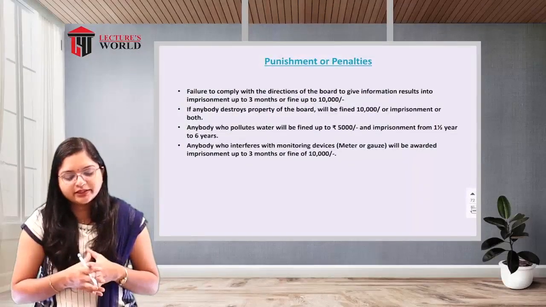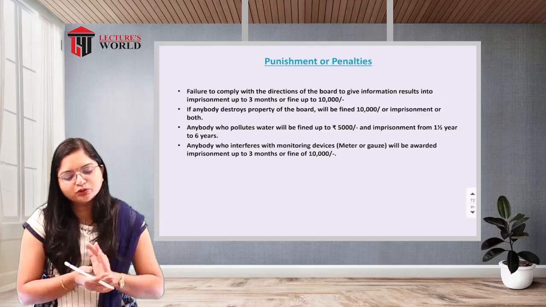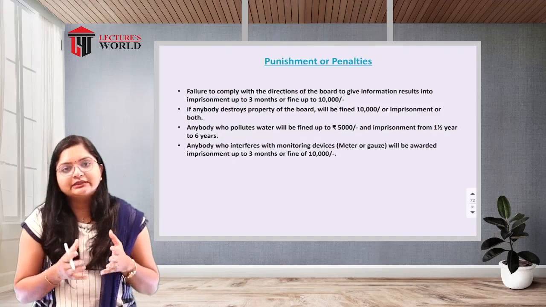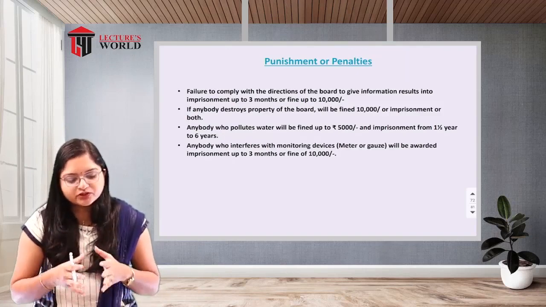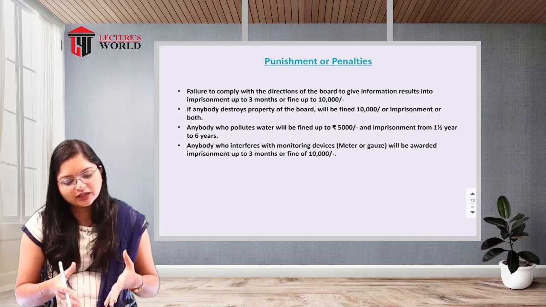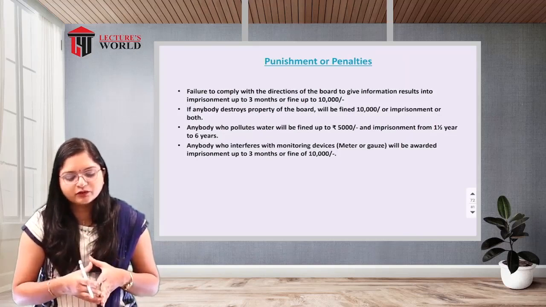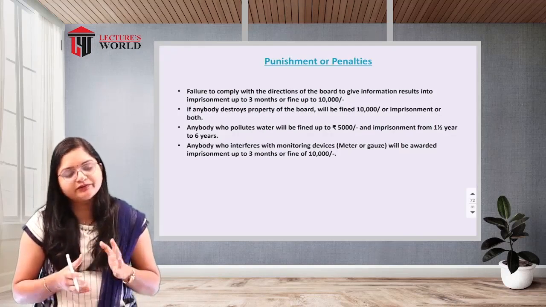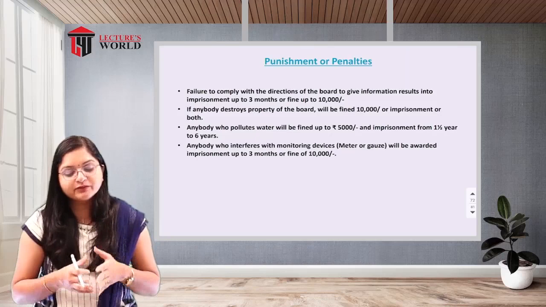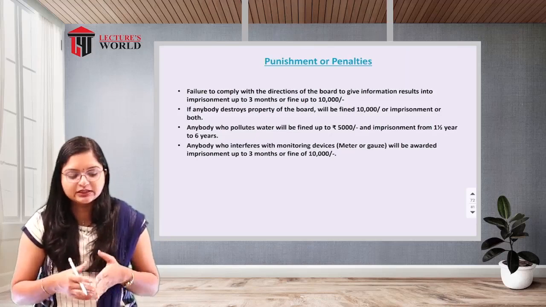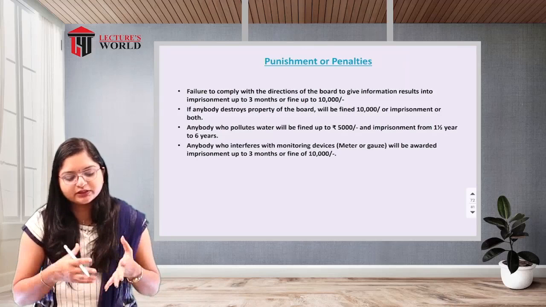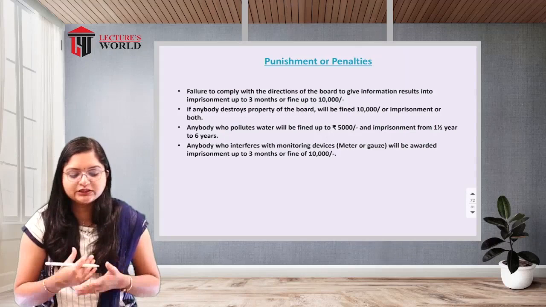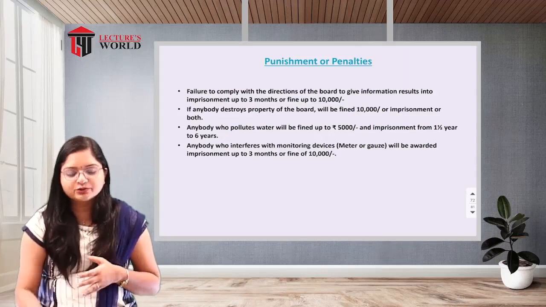Then punishment and penalties. Failure to comply with the direction of the board to give information results in imprisonment up to 3 months or a fine up to 10,000 rupees. If anybody destroys property of the board, they will be fined 10,000 rupees or imprisoned, or both. Anybody who pollutes the water will be fined up to rupees 5,000 and imprisoned from 1.5 years to 6 years. And anybody who interferes with the monitoring devices like meter and gauge will be awarded imprisonment up to 3 months or a fine of 10,000 rupees.